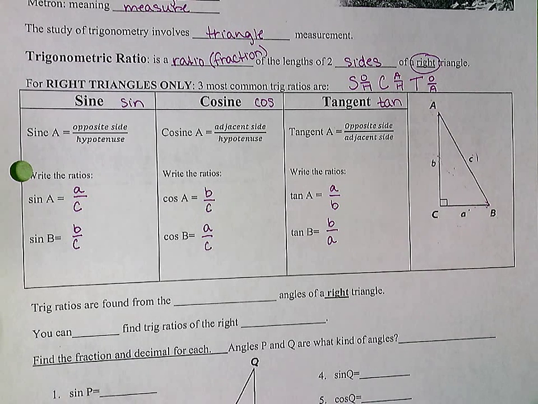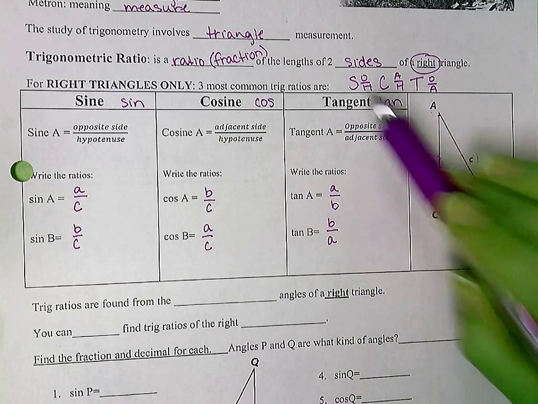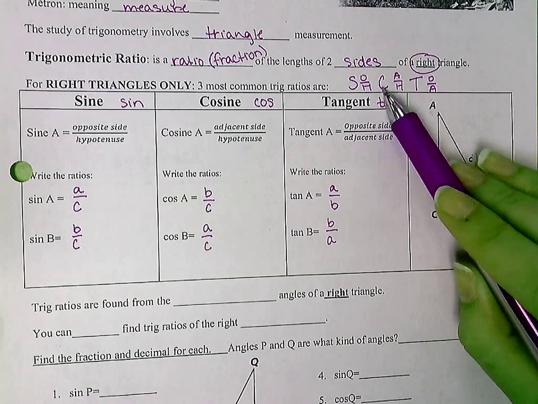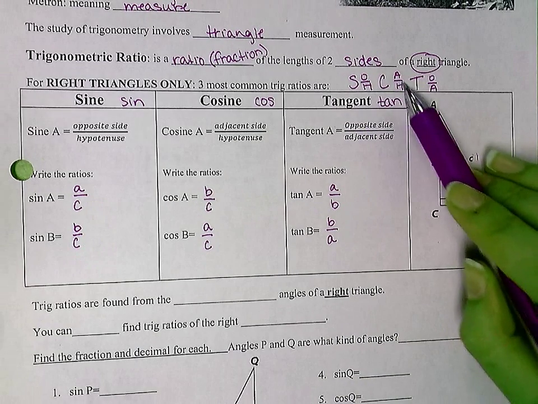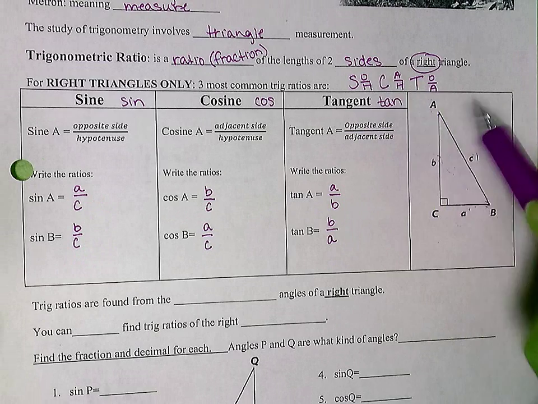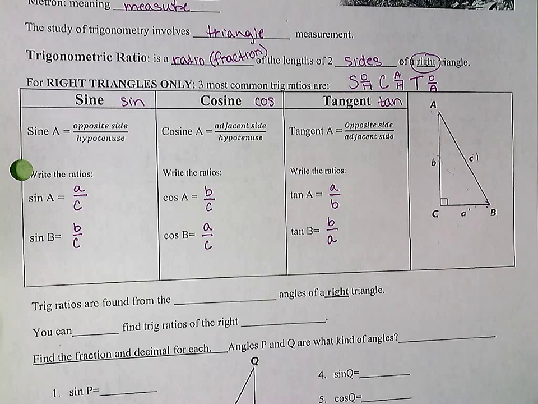If you say it in your head, you can then write it out. Then you know, if I have an opposite and a hypotenuse, I'm going to use sine. If I have an adjacent and a hypotenuse, I'm going to use cosine. And if I have opposite and adjacent, I'll use tangent.